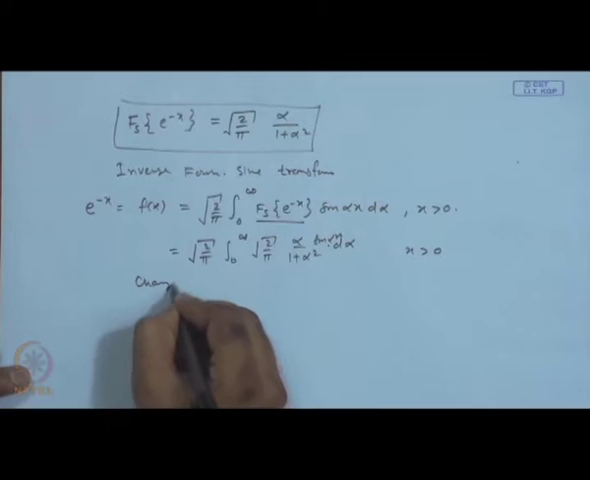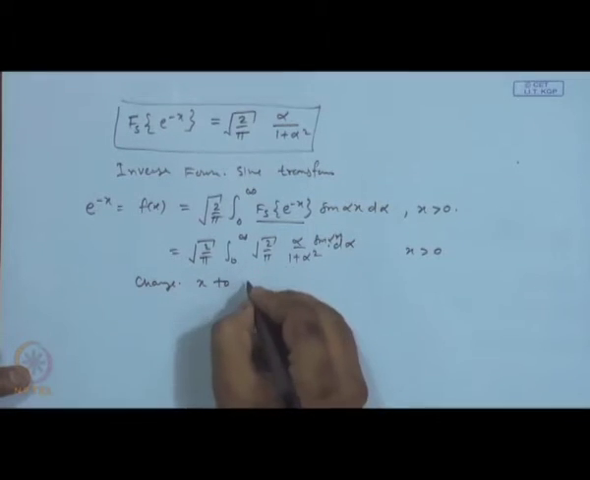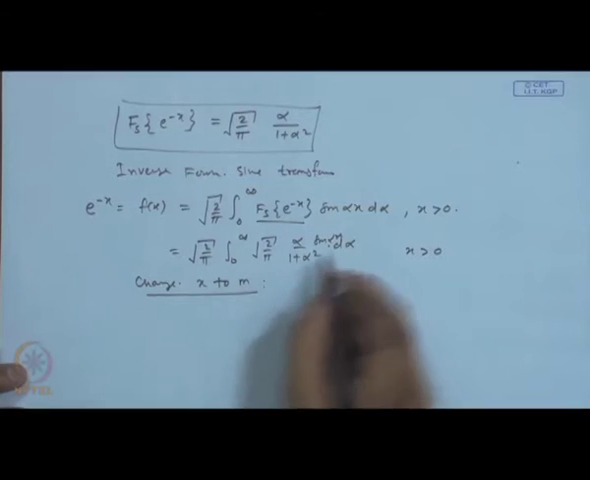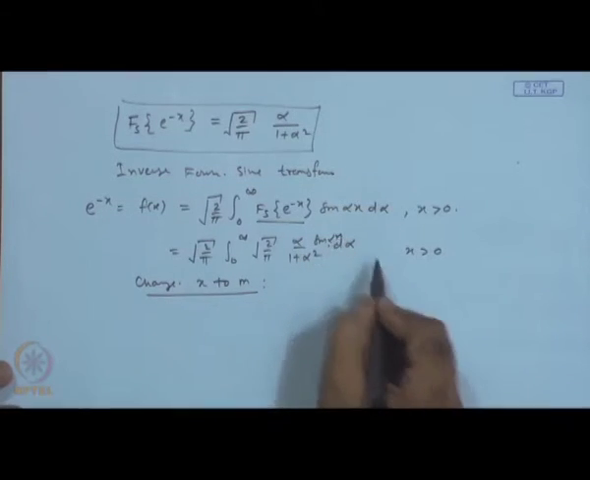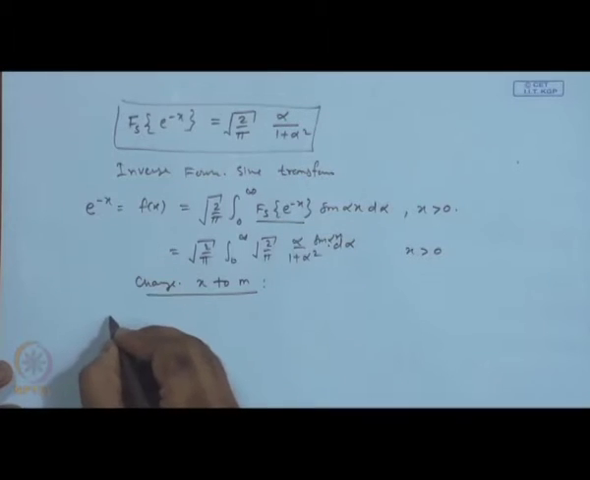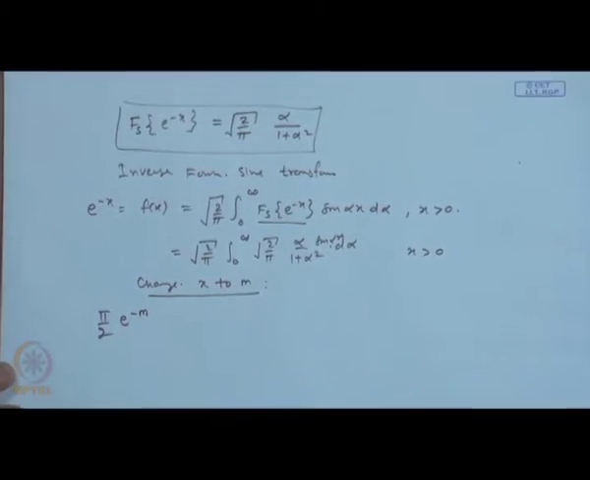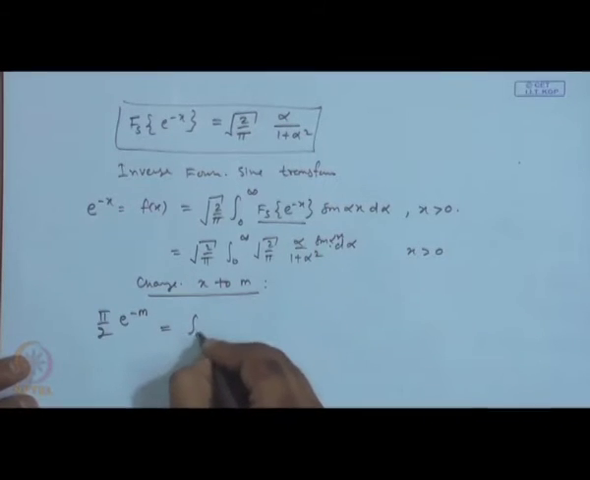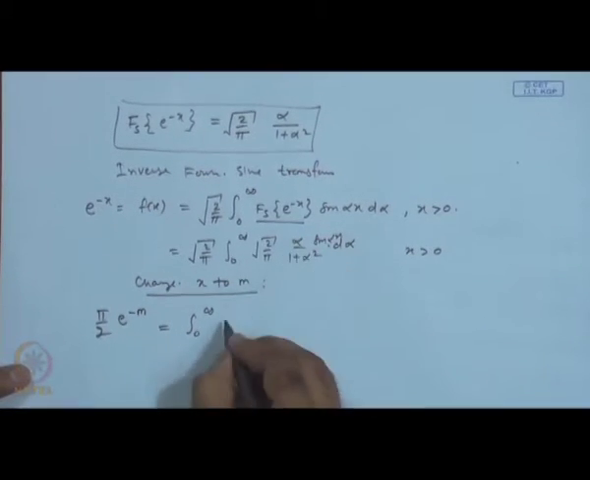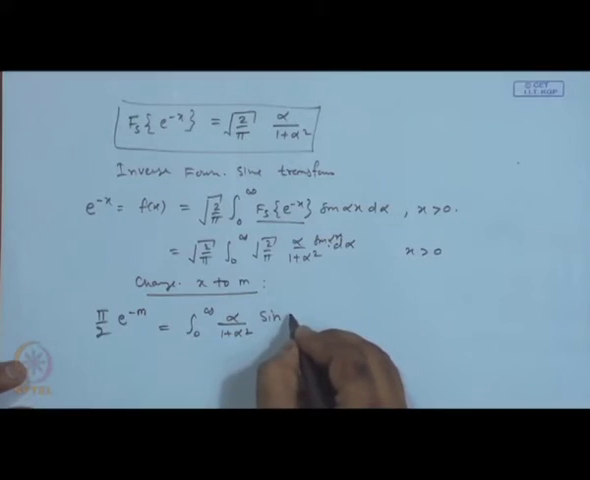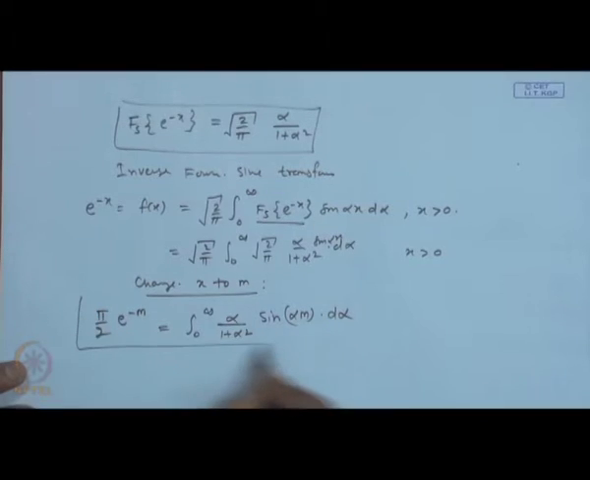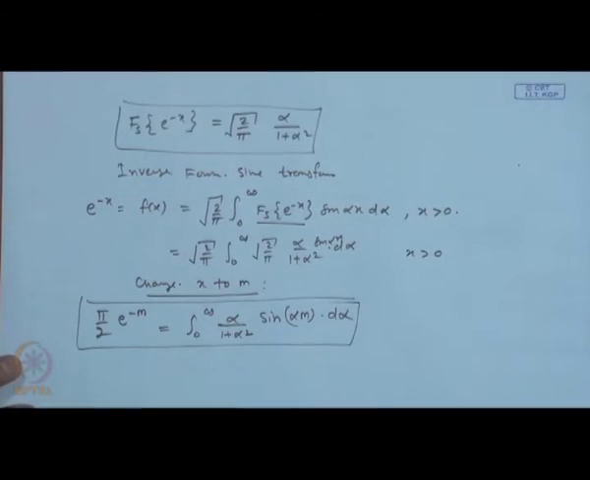And now we change x to m, just to have a different name here. So we will get this pi by 2, it can take to the left hand side. So pi by 2 e to the power minus m, x is changed to m. So what we have now here is the integral from 0 to infinity of alpha over 1 plus alpha square times sin alpha m d alpha. So this we got the value of this integral.